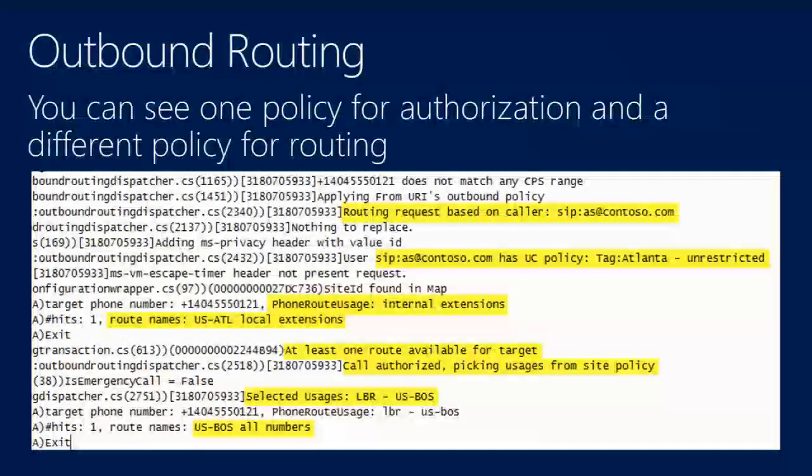gateway. Now again, in my lab, I'm doing it with US, but it doesn't apply in the US, but you get the concept, right? So this site policy overrides and says, sorry, you're going to use this usage, LBR US Boss, and the route name is US Boss. So the user thought they were going out Atlanta, least cost routing. Sorry, location-based routing says, you're done. You've got to go out via Boston.